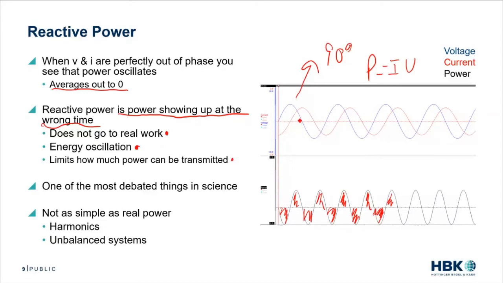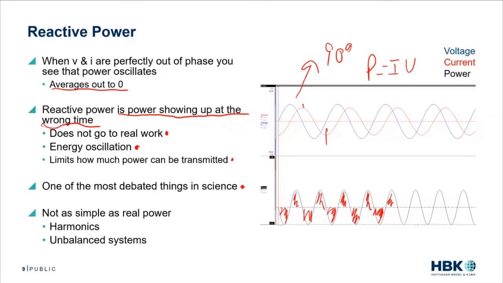This current is real. This current takes up space in a power line. Power lines are rated to a certain power. So if you have a lot of reactive power, you can't pass as much real power with a given current level. So something to keep in mind.